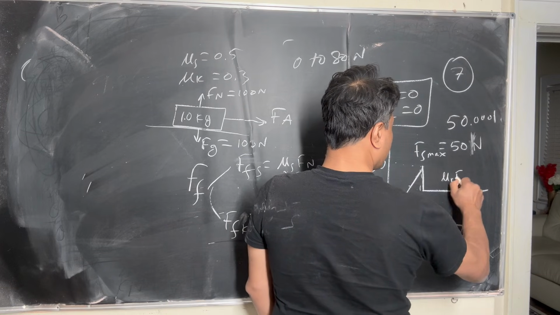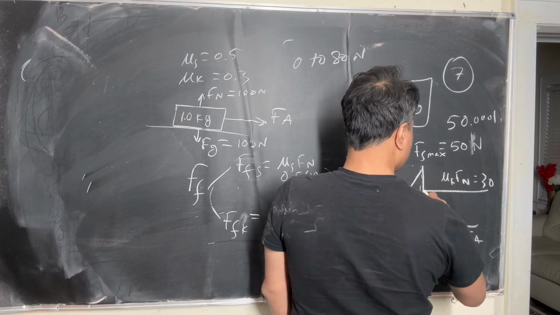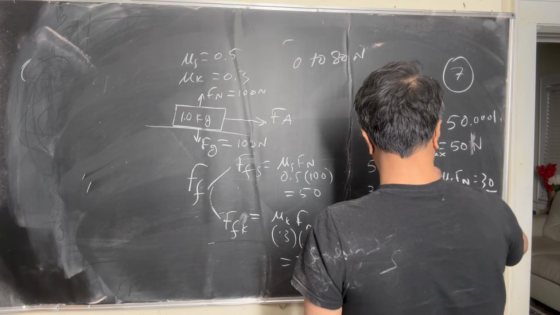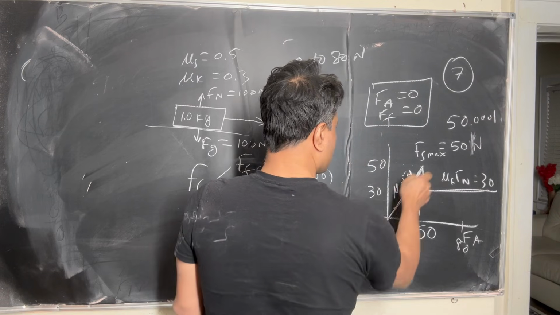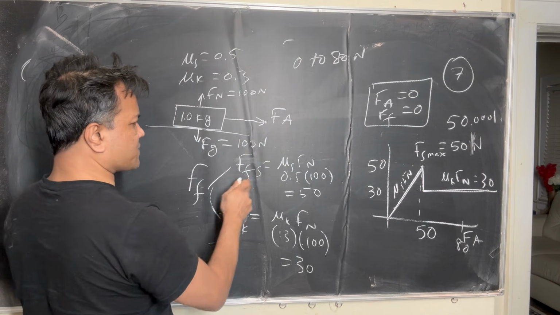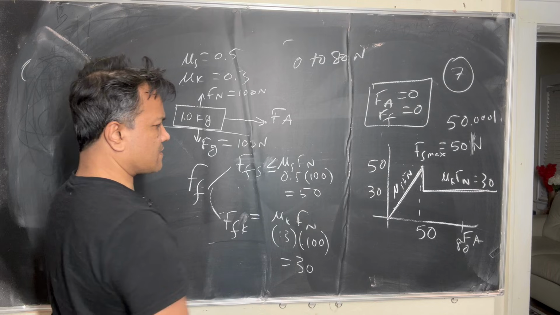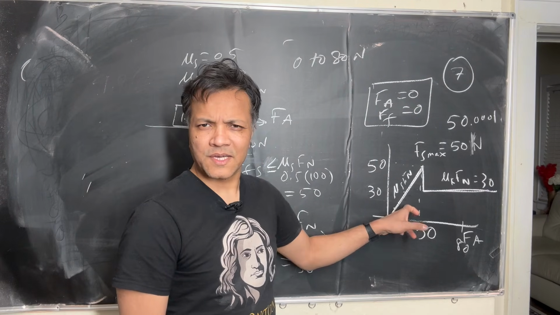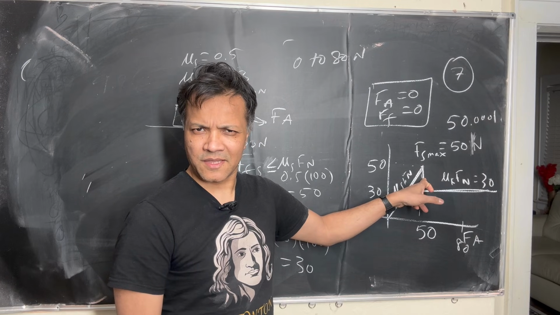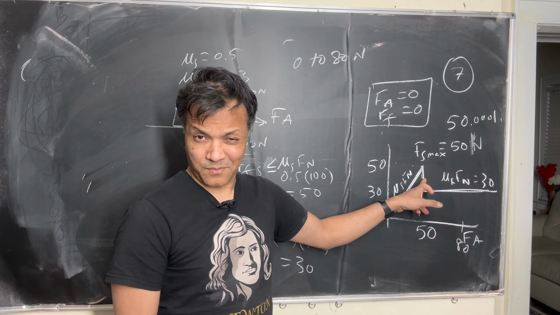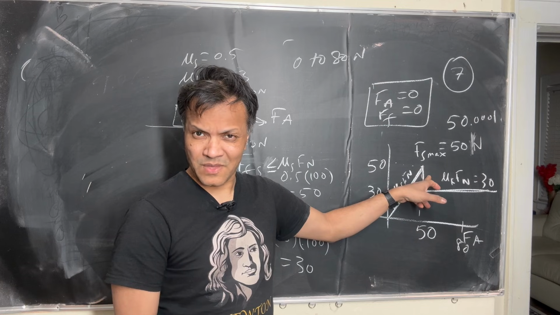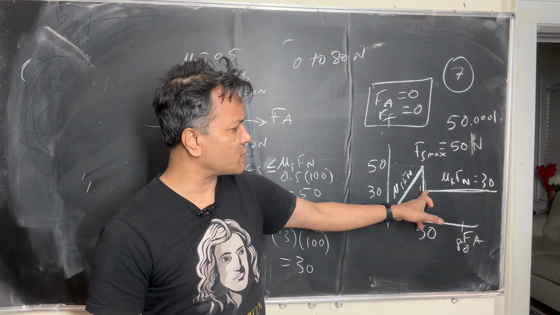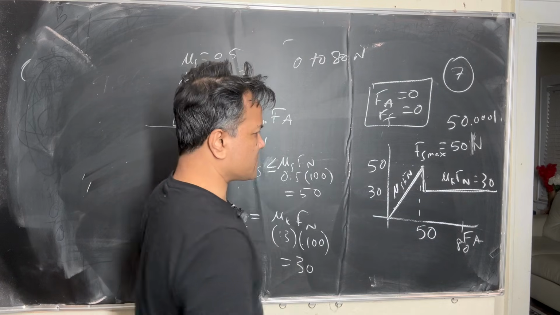So mu k fn, this is 30. This is 30. Mu s fn, okay, which is 0 to 50. So I have to fix it over here. Okay, so this one is less than or equal to 50. It could be 0, it could be 30, it could be 49, it could be 49.9999, it could be 50, but it never can be more than 50. If it is a little bit more than 50, it drops to 30. So this is Newton's second law.